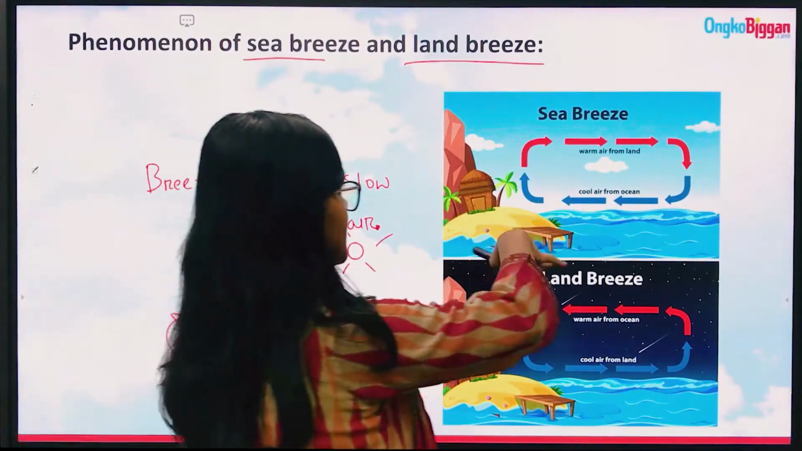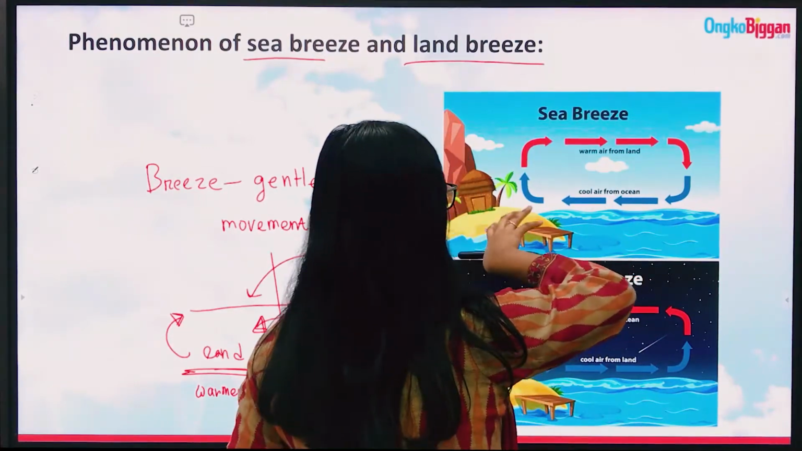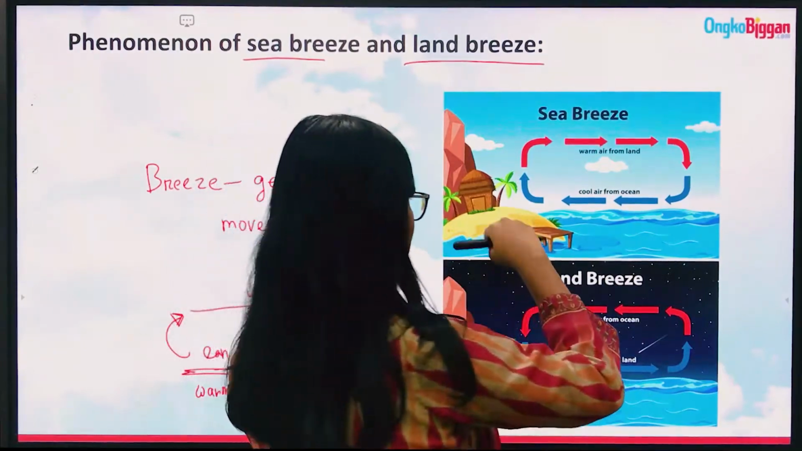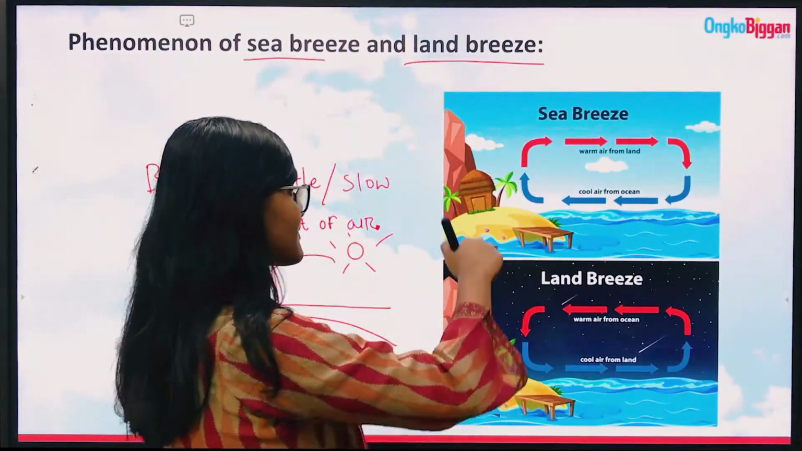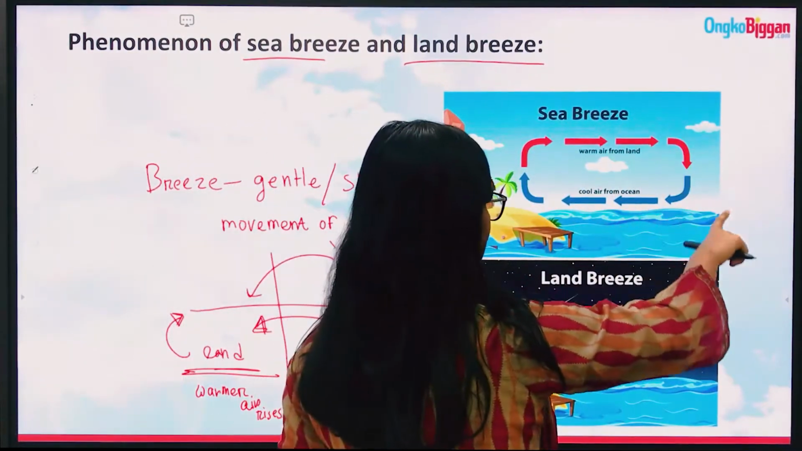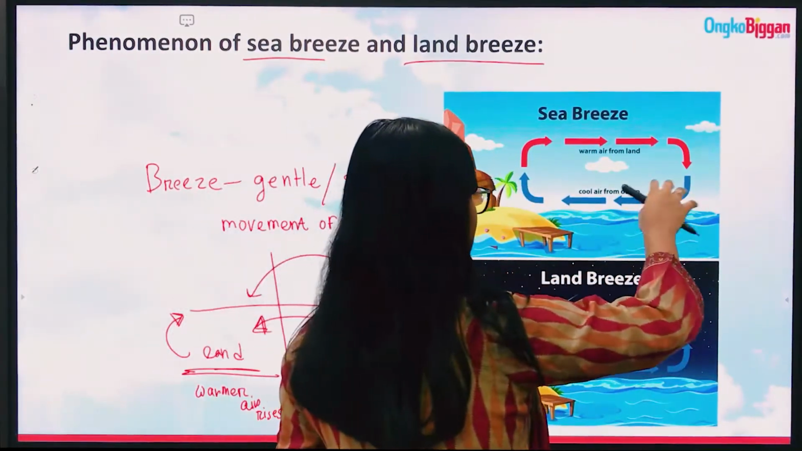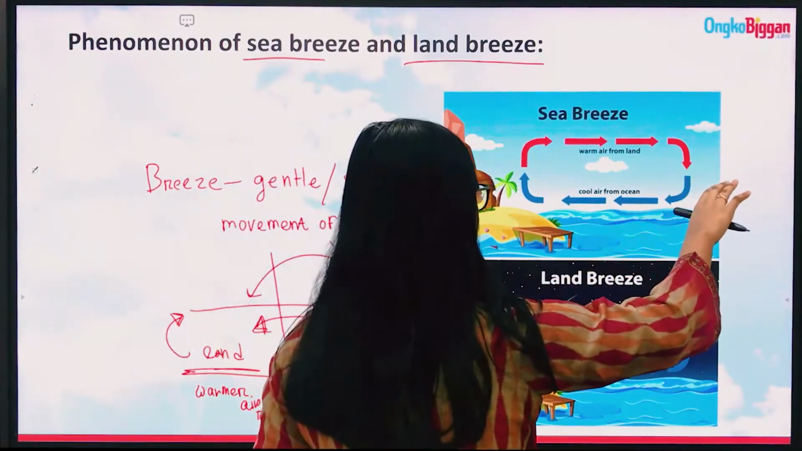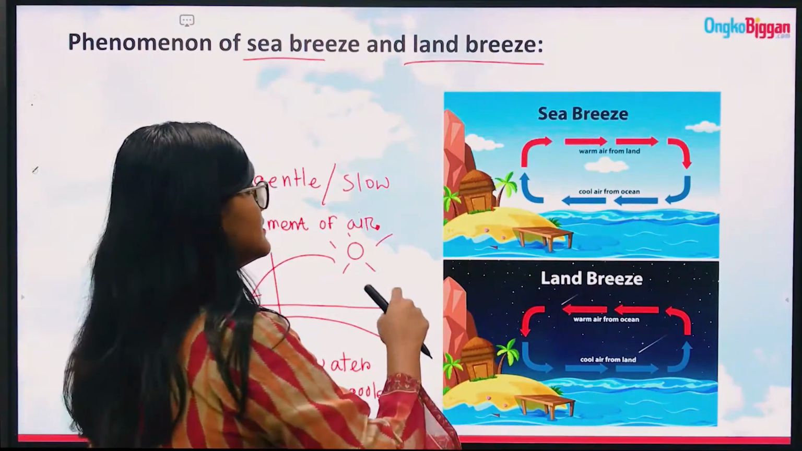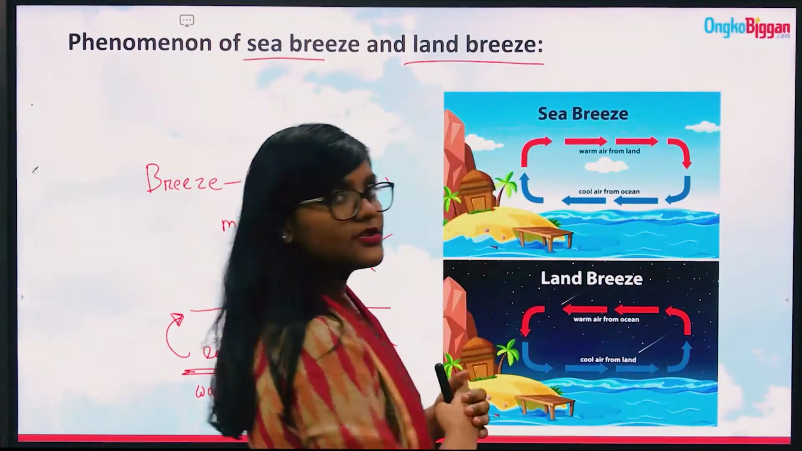So in the case of sea breeze, the sun heats up the land area. Here we have high temperature, and thus the density of the air decreases, and the warmer air rises in the atmosphere. And from the ocean area, where we have cooler air, the cooler air rushes to this place, and in this way the temperature and air pressure are both balanced, and we can see sea breeze occurring here.